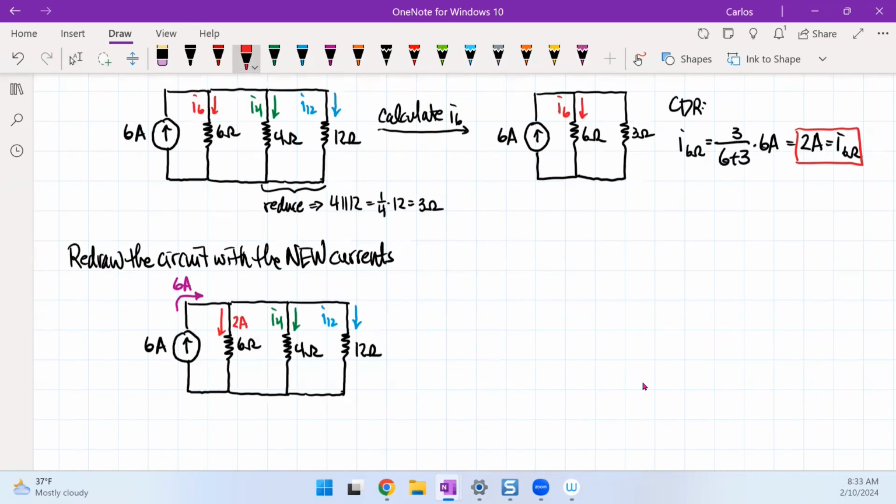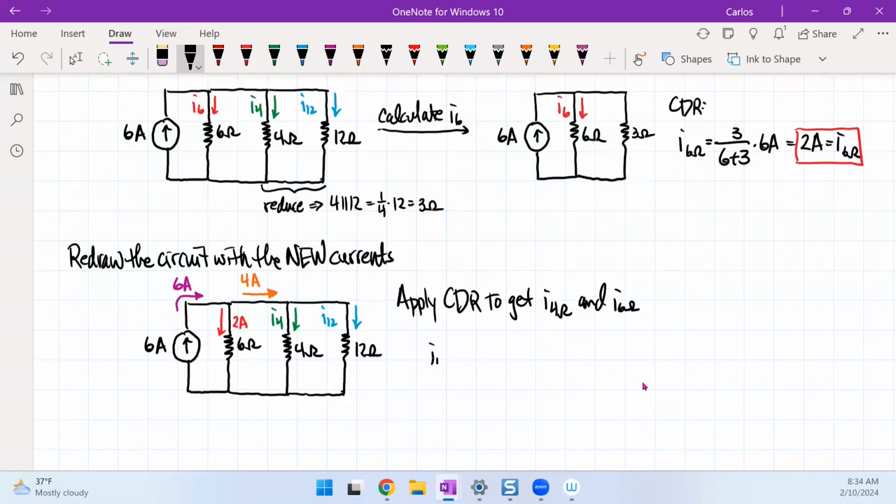So what does that mean? That means here is that I have a current, according to KCL, that's 4 amps going to the right. But note, I have two resistors in parallel. So because the current has been divided so that the two branches now see 4 amps, I'm going to apply CDR to get I4 ohm and I6 ohm.